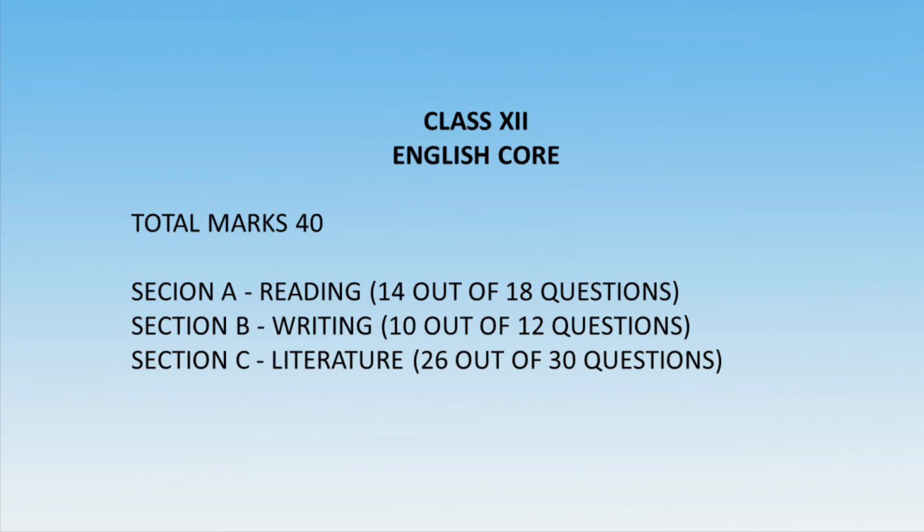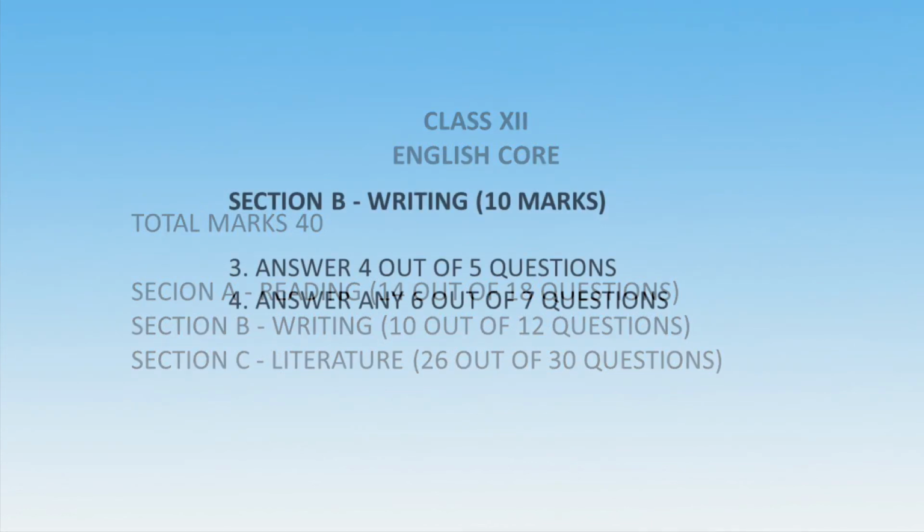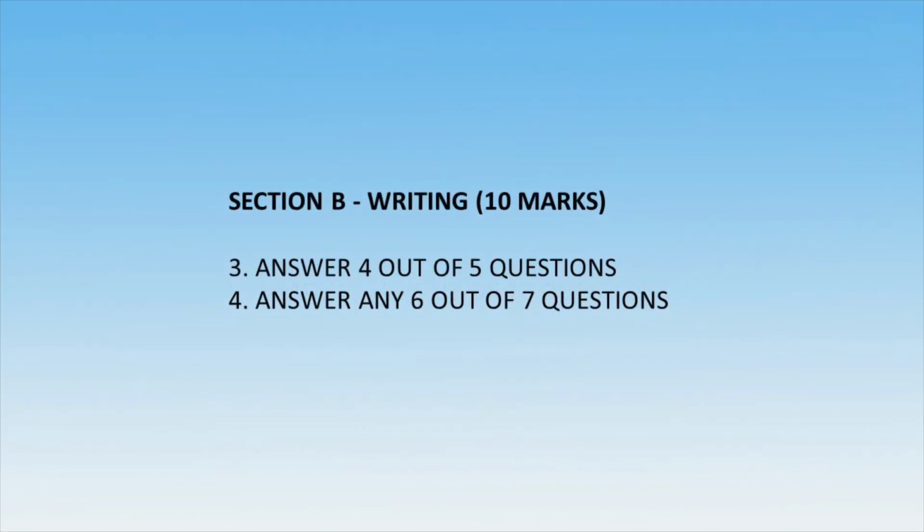So it is very similar to the question paper of class 10 English. So here also section A contains reading, which is for 14 marks or 14 questions to be answered. In reading comprehension, there will be 2 comprehension passages. The first one you will have to answer any 8 out of 10 questions, and for the second reading comprehension you will answer any 6 out of 8 questions. So you will be totally answering 14 questions in section A. Now let's look at section B.